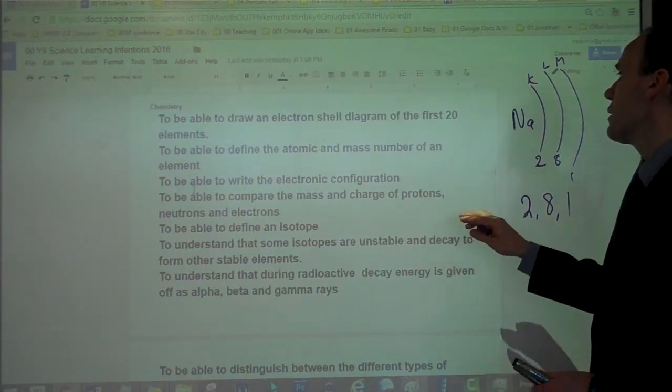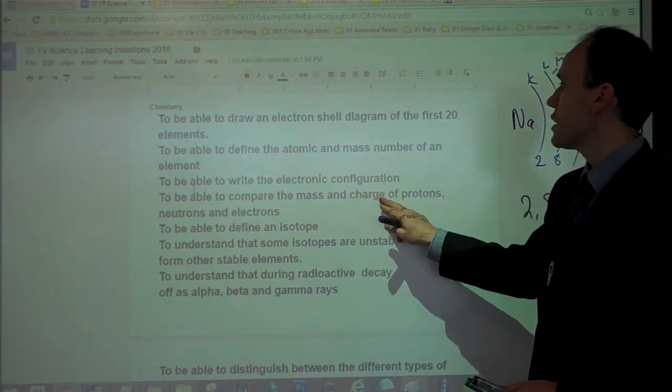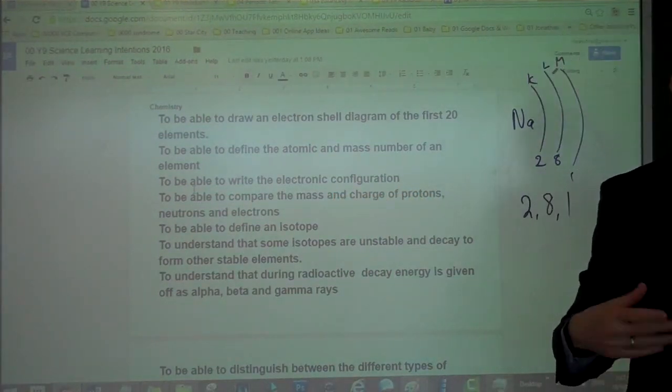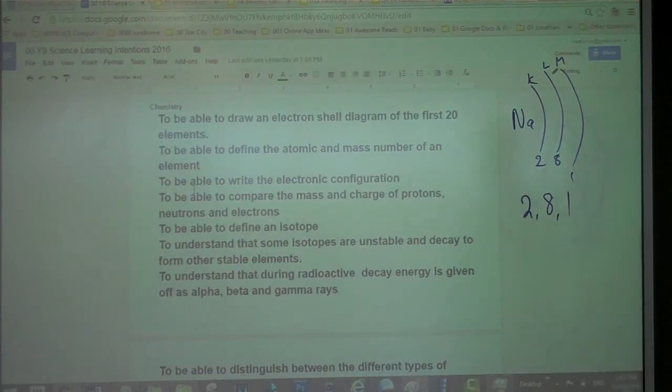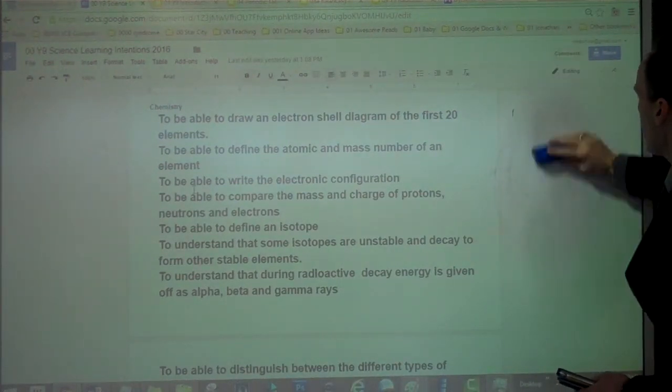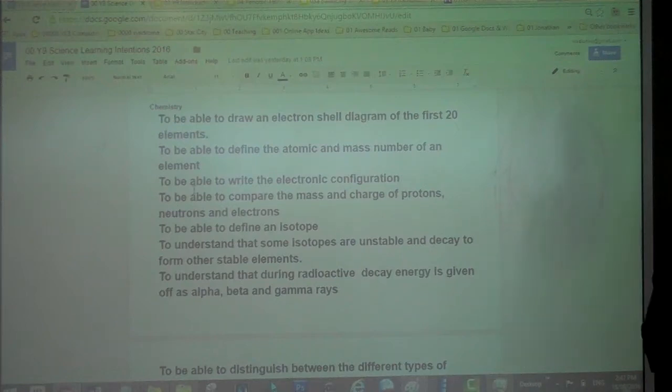Okay? Now, to be able to compare the mass and charge of protons, neutrons, and electrons. Protons positive, neutrons neutral, electrons negative. Protons and neutrons are about the same size. How much smaller are electrons? There's a specific number mentioned, about slide 4 of the first slideshow. It's about 1/2000th. Okay? Electron size is about 1/2000th. It's a very minor point, but you could be asked about it.